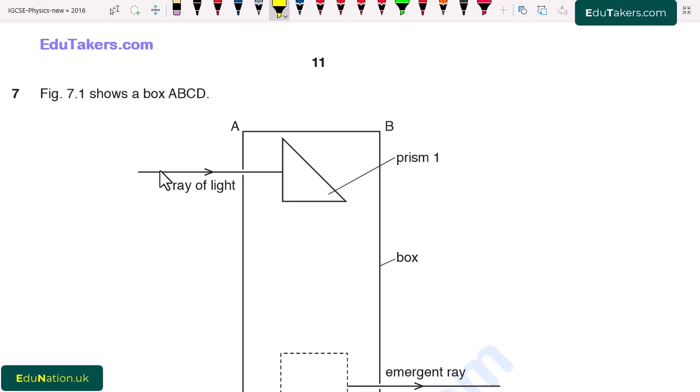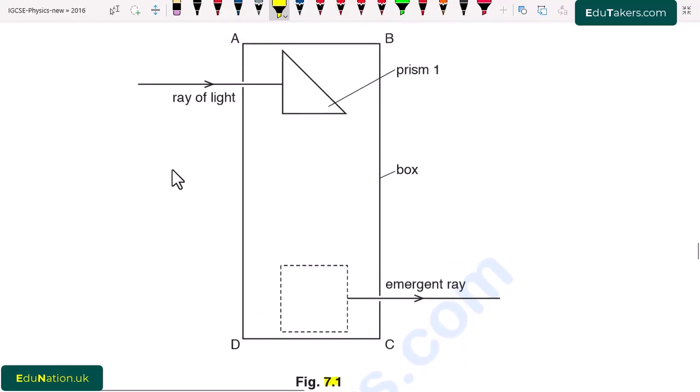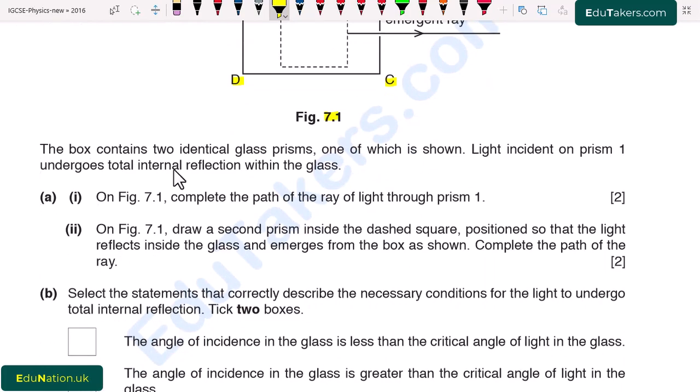Question number 7. Figure 7.1 shows the box A, B, C, D. Here is the figure 7.1 and we can see that there is a box labeled as A, B, C and D. The box contains two identical glass prisms, one of which is shown. Light incident on prism 1 undergoes total internal reflection within the glass. So here will be the phenomenon of total internal reflection. It means that there is no refraction. The light that is incident on the glass prism 1 is totally reflected.